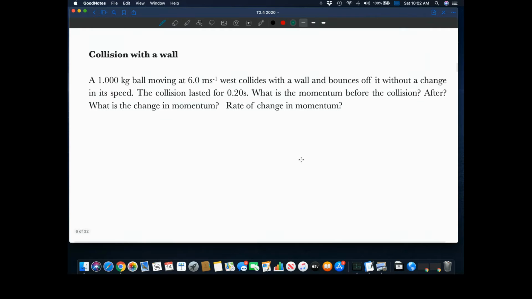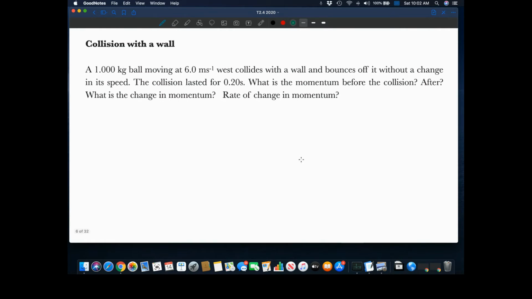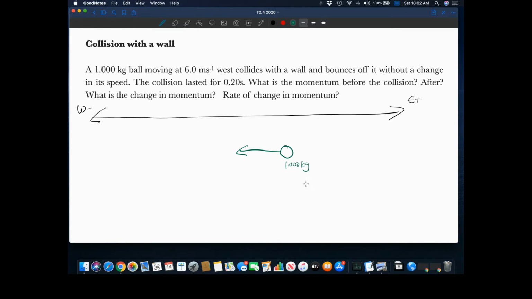So let's do a simple application of this. First, we'll start out with the situation. We've got a ball moving west, and it collides with a wall and bounces. So we've got an east-west situation. So we set up our coordinate frame. We've got east positive and west negative, and it's moving westward. So we've got a ball moving westward like this, it's 1.000 kilograms, and it's moving westward at 6 meters per second. And since west is negative, that means that the velocity is minus 6.